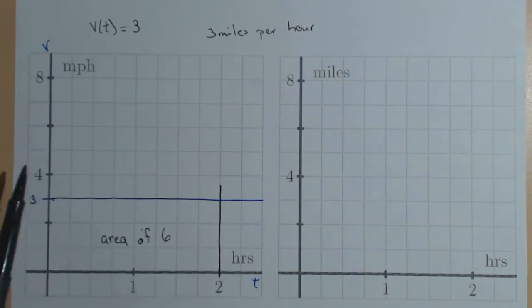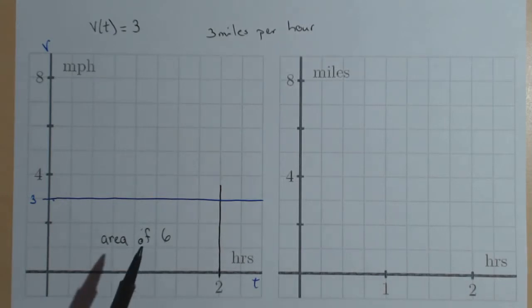Now what did we do there? We multiplied 3 miles per hour times 2 hours. That area represents the distance traveled. This is going to be a really big finding as we move forward in this chapter.